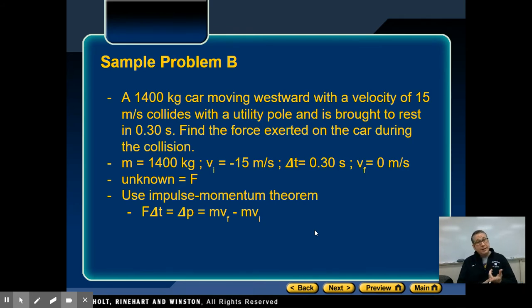So again, write down what we know. We know that we have a mass of 1,400 kilograms. We know that we have an initial velocity of, now look at this, negative 15 meters per second. We are recalling sign use when we are talking about direction. Since this is a vector calculation, direction is going to impact our sign. So since our vehicle is traveling westward, we have to put a negative sign in front of it. Again, all that does is just indicate the direction in which we're going, okay?